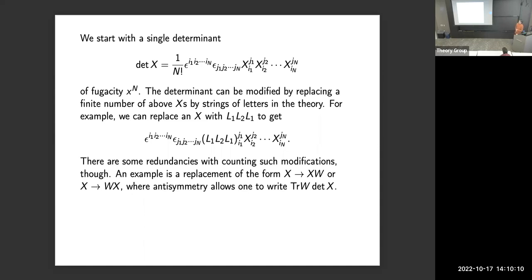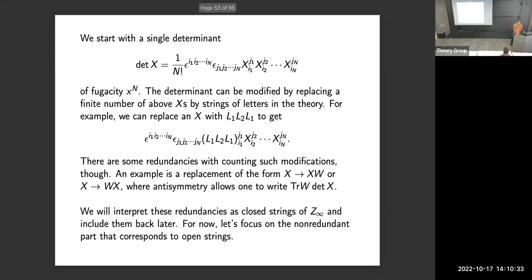There are some redundancies in counting such modifications though. An example is a replacement of the form x going to something proportional to itself, where antisymmetry allows one to write this modification as trace of w times the determinant of x. The traces are already accounted for in the Z infinity factor, which counts multi-traces. So we want to get rid of these redundancies, but include them back later in the form of Z infinity. For now, let's focus on the non-redundant part, which corresponds to open strings.